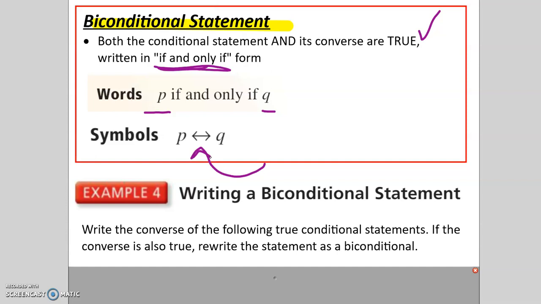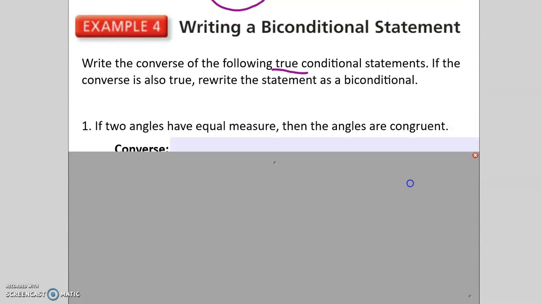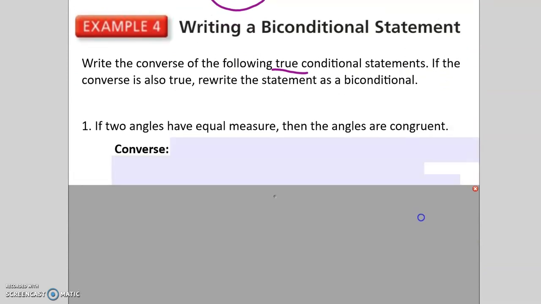So, writing a biconditional statement. Write the converse of the following true conditional statements. They already told us these are true. And if the converse is also true, then rewrite the statement as a biconditional. So here's our first example. If two angles have equal measure, then the angles are congruent. That's a true conditional, right? So let's write my converse.